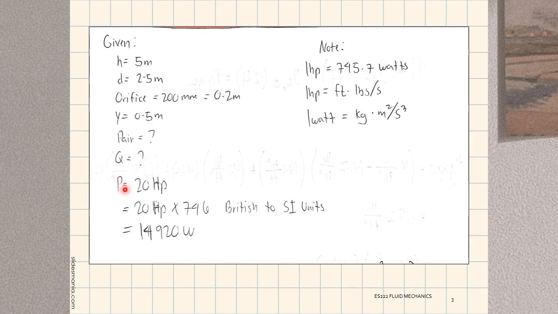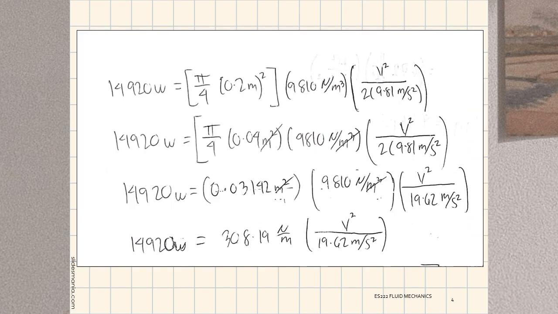So to convert 20 HP to watts, we must multiply 20 HP times 746, and we get 14,920 watts. So after that, we are going to substitute the given. 14,920 watts is equal to pi over 4 times 0.2 meter raised to 2 times 9,810 Newton per cubic meter times V squared over 2 times 9.81 meter per second squared.